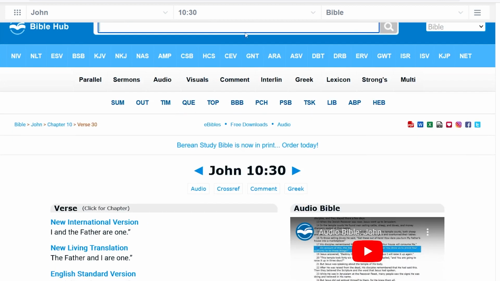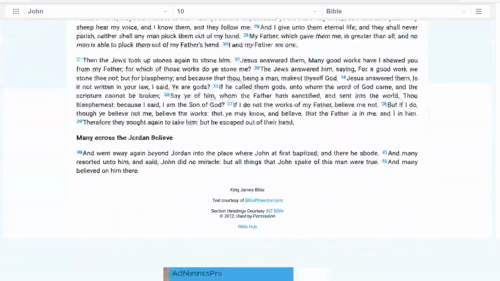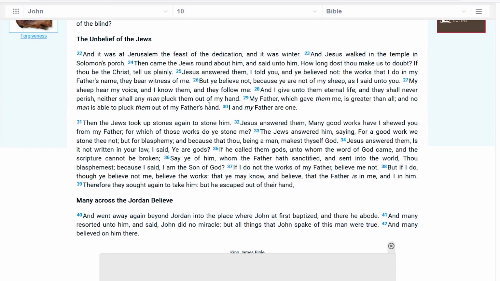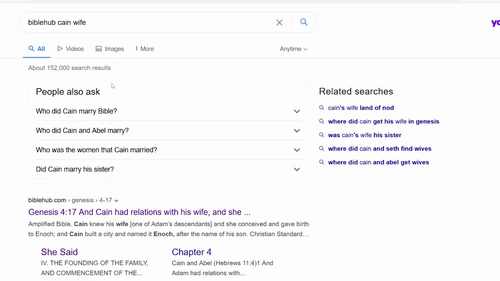Let me go back here. King James Version. 10:30. See, look, you can read the first verse before. My Father, which gave them me, is greater than all, and no man is able to pluck them out of my Father's hand. I and my Father are one. Uh-oh. What the? That means they're both the same. They're the same power. They're God. That's crazy. That's great.